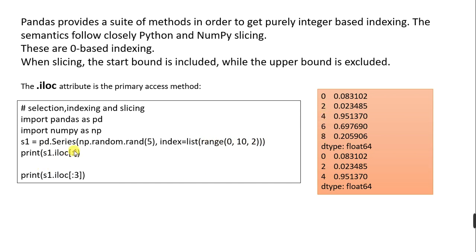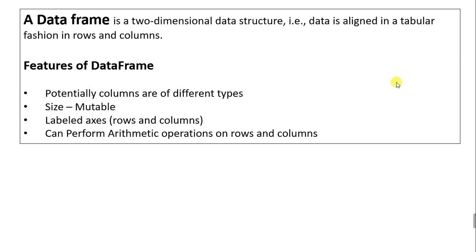Now since I have given the colon symbol here, without any start index or stop index, all values will be returned to me. So when I gave the command print s1.iloc colon symbol, it gives me all the 5 numbers. Now in the second statement, I have written s1.iloc, and in that I have not given any start index, but the stop index is given as 3. So naturally the first three index values, which here are 0, 2 and 4. So this is how the output will come. Next we will be looking into the practical aspect of this. I hope these are all clear to you.